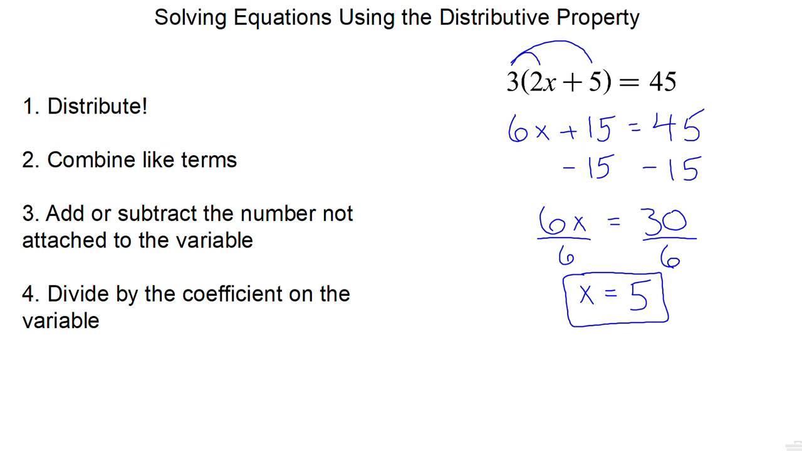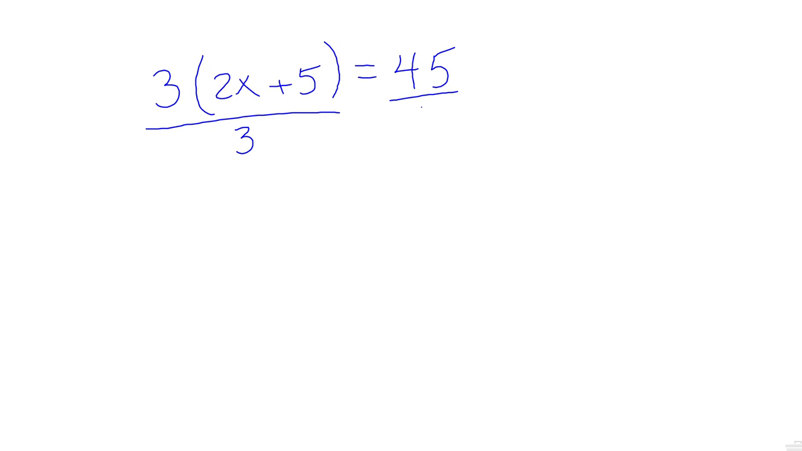Now, real quickly, I'm going to show you another way that we could go about doing this problem. You don't have to do it this way, but if you prefer it, here was our original problem: 3 times 2x plus 5 equals 45. For this particular example, this method works just fine. We should note that the sign between the 3 and all the stuff in the parentheses is multiplication, so we can still do an opposite operation here. We could just divide both sides by 3.